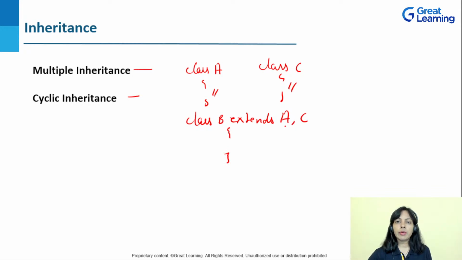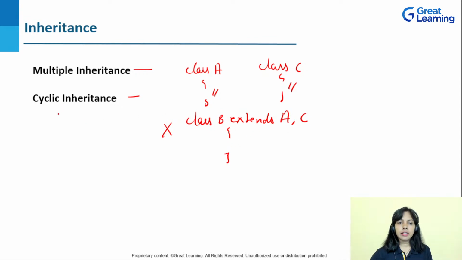Extending or inheriting the properties of more than one class is multiple inheritance. Java doesn't support multiple inheritance. With the help of classes, for sure it doesn't support. But if you want to implement multiple inheritance, you can implement it with the help of interfaces. Interface is altogether a different topic in Java. So if you're using an interface, you can extend, but with a class, no. So this is not possible.